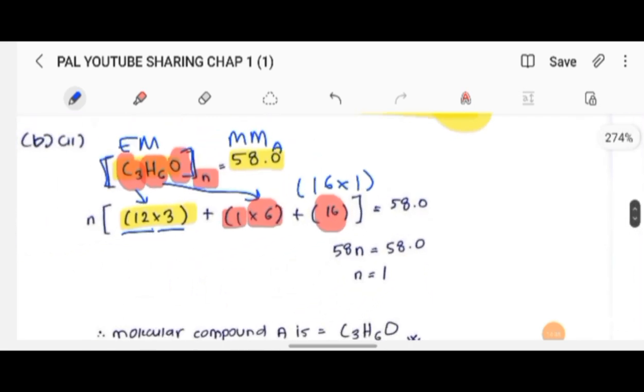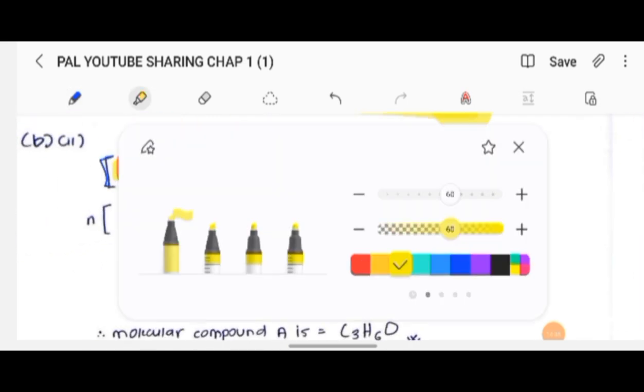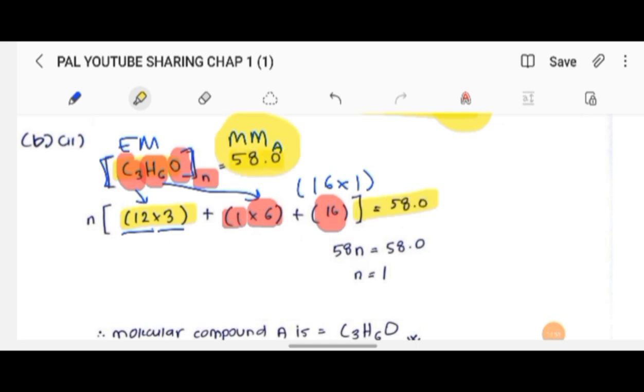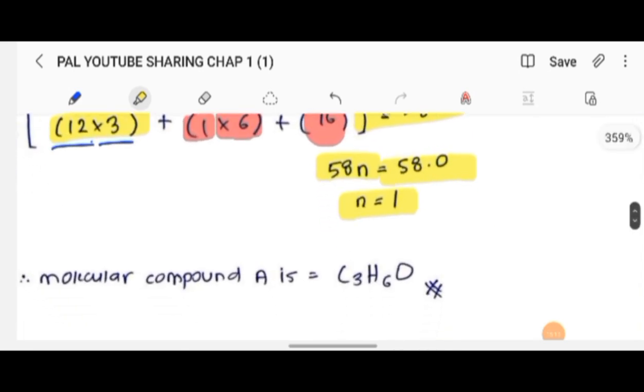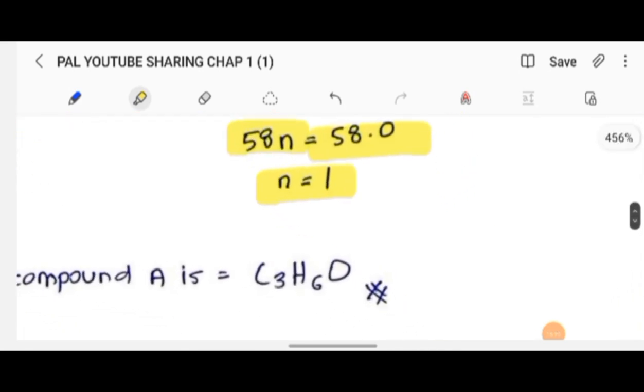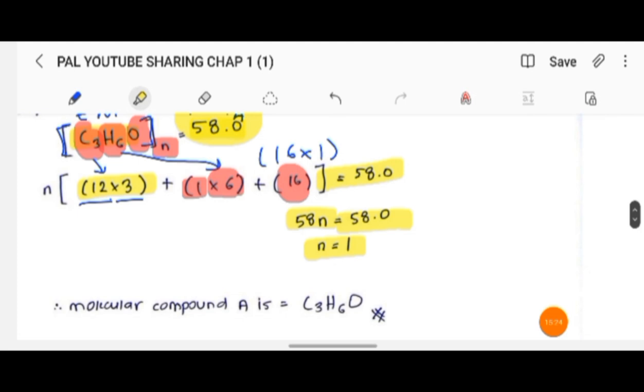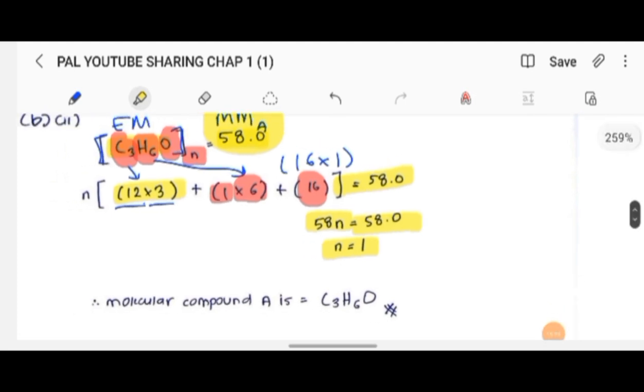So that equals the molar mass of compound A. And then we will do all the calculation. We got the total molar mass number is 58, and then equals to 58, the real molar mass. And then we get n equals to 1. So when n equals to 1, it means that the empirical formula and molecular formula are still the same, which is C3H6NO.